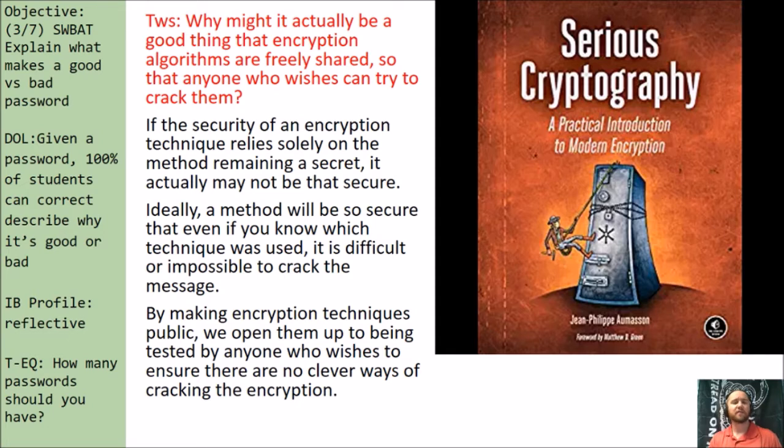If the security of an encryption technique relies solely on the method remaining a secret, it actually may not be that secure. People in cybersecurity call this security through obscurity, and it's typically frowned upon. Ideally, a method will be so secure that even if you know which technique was used, it is difficult or impossible to crack the message. By making encryption techniques public, we open them up to being tested by anyone who wishes to ensure there are no clever ways of cracking the encryption.